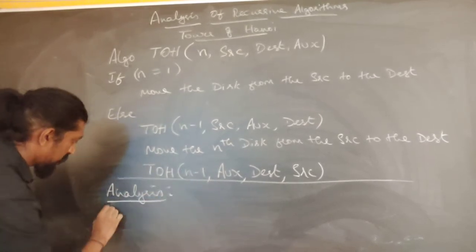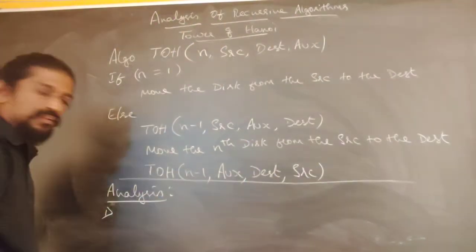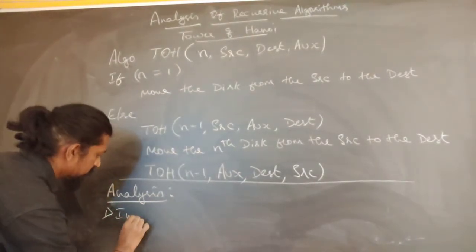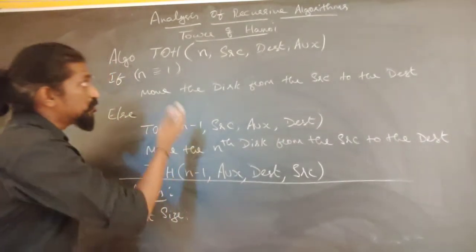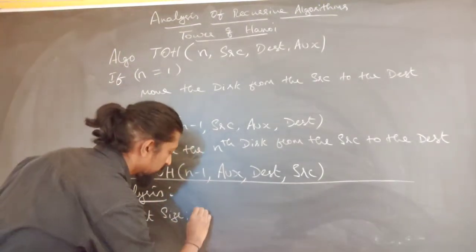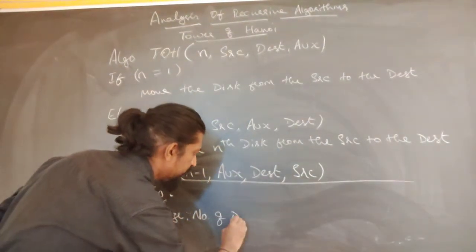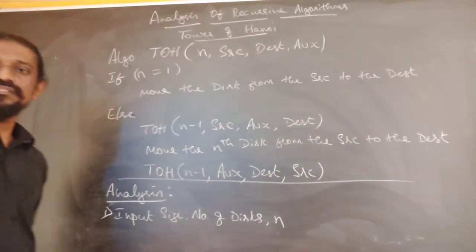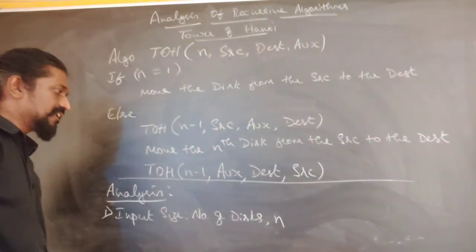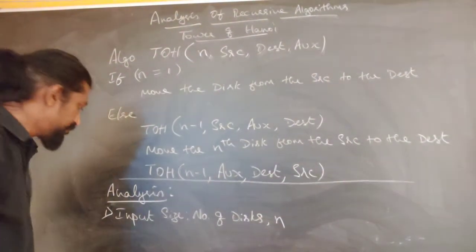Analysis. First step, input size. So what is the input size to this algorithm? The number of disks, n number of disks. Therefore, the number of disks n is the input size for this particular algorithm.